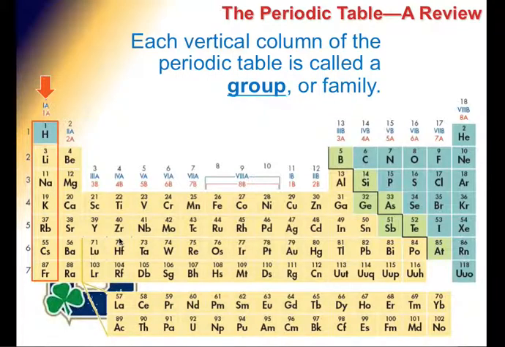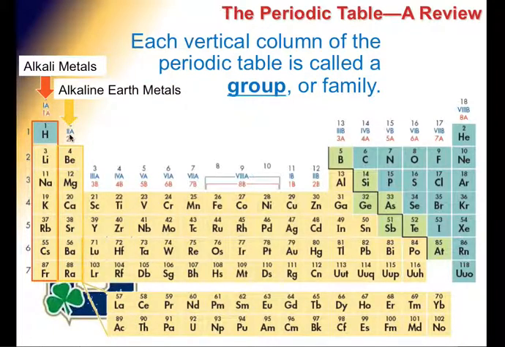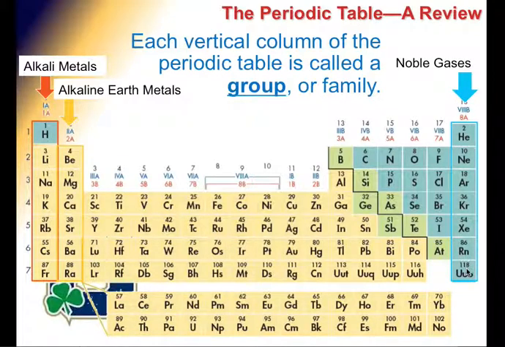Another part of our review, we need to talk about how vertical columns are called families. Over here we have the oxygen family and the fluorine family and so on. But some of these families have specific names, like group 1, the alkali metals, and group 2, the alkaline earth metals. Then the very far column on the right, those are the noble gases. Remember, noble gases are special because they do not become ions, because they have a completely full outer shell.